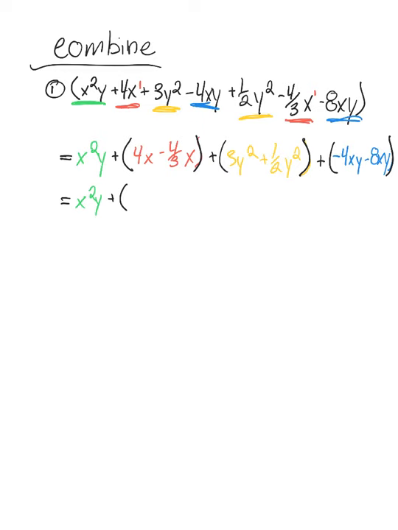But now we look, if we have 4 apples and we take away 4/3 of an apple, it's basically the same as saying if we had 12 apples minus 4 apples. And we'll come back to that on the next step. And this is plus. See, now we have fractions again. So we need to get the same denominator in order to add and subtract fractions. So we need to go 6/2 y squared plus 1/2 y squared.